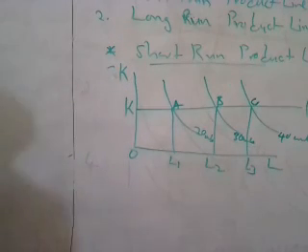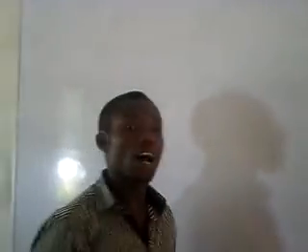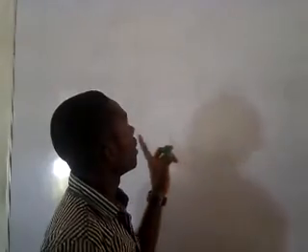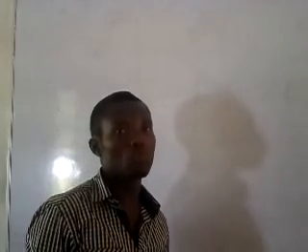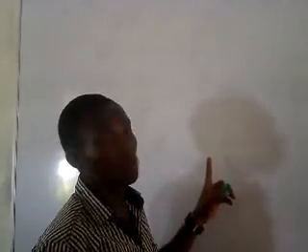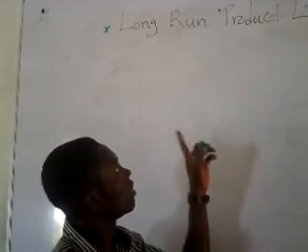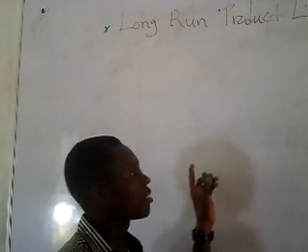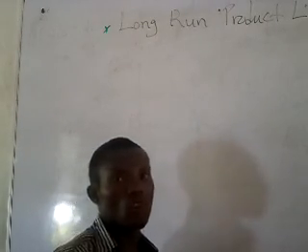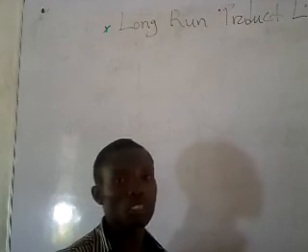Now let's look at long run product line. The next one is long run. Since in the long run all inputs are variable, there isn't any sort of fixed input. We don't have fixed input in the long run, since the time is so long that all inputs can be changed or varied to suit the production process.